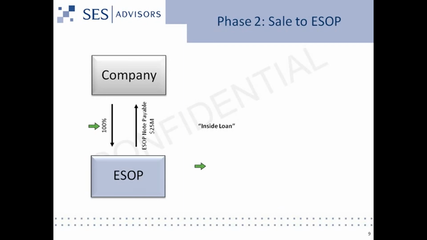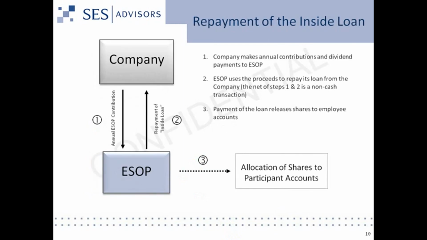In contrast to that, the inside loan, the one that we've got diagrammed here, between the company and the ESOP, is not a commercial finance tool, it's an employee benefit tool. And that distinction is important because of how that inside loan gets repaid and the consequences of repaying that inside loan. Each year, the company is going to make a contribution to the ESOP that puts money in the plan, and the plan uses that money to repay a portion of that inside loan.